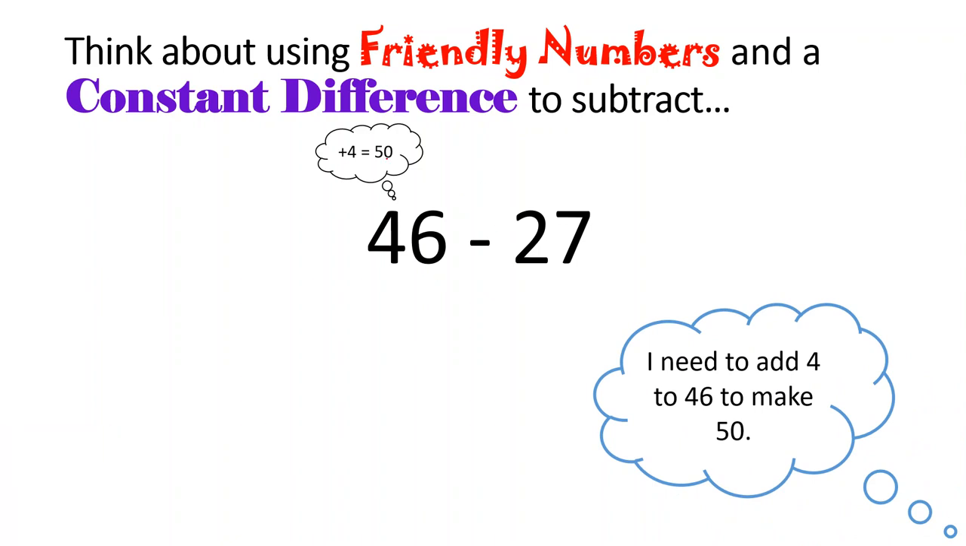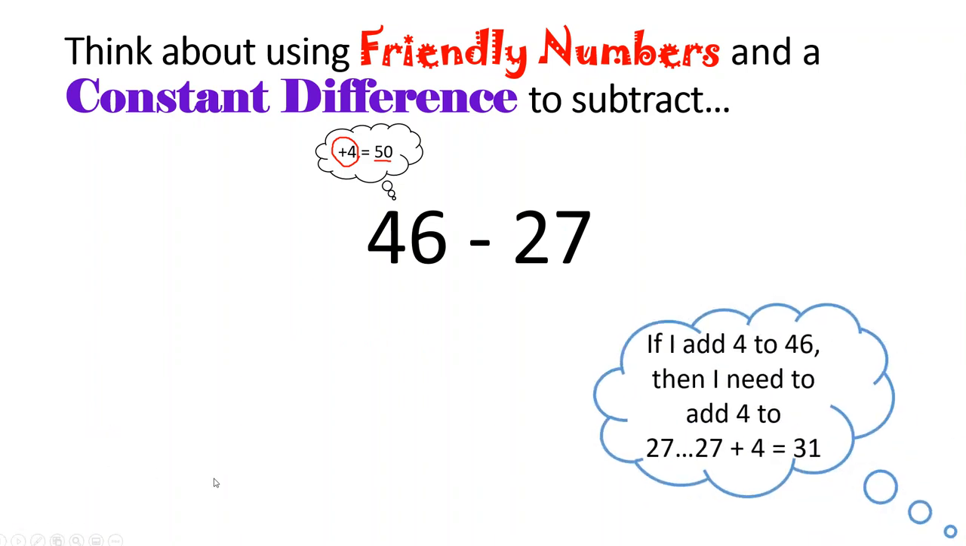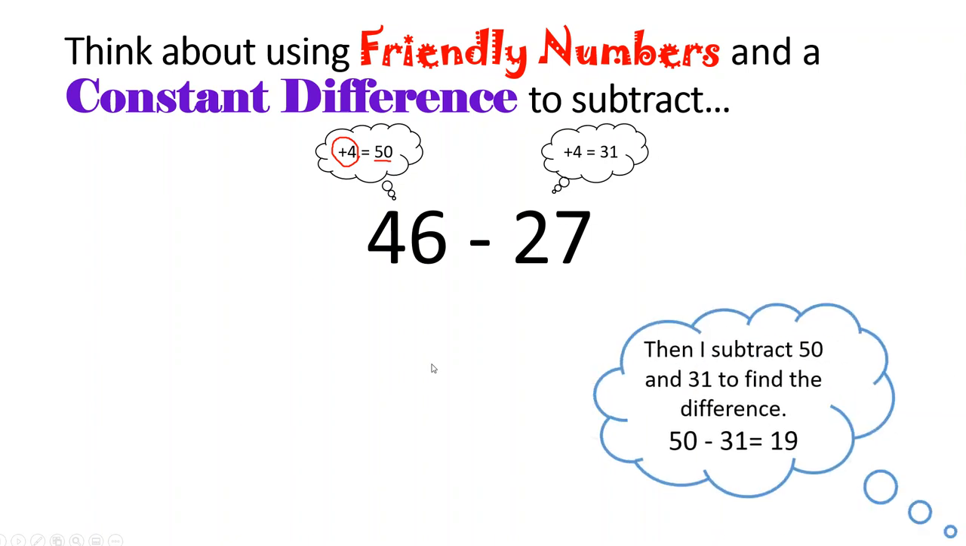So 46 plus 4 is 50. But if I added it here, remember that's on that invisible rope, so if I add 4 to one part of my little number line, I have to add 4 to the other part of my number line. So I add 4 to 46, I need to add 4 to 27, and that equals 31. So now in my head I go 50 minus 31, which is 19, because I could easily make that a 9, 40 plus 10 more. So that's how we use it with numbers.